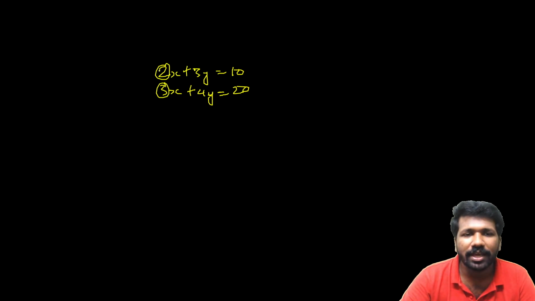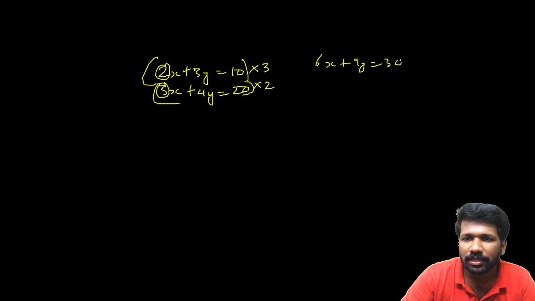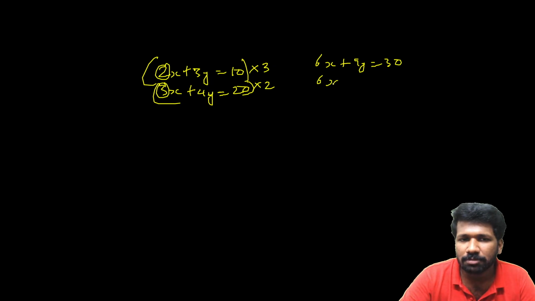For that you can take the LCM. 2 into 3 is 6. So make it 6. How can you make it 6? Multiply this equation by 3. Multiply this equation by 2. Then that will become 6x plus 9y is equal to 30. And this will become 6x plus 8y is equal to 40.